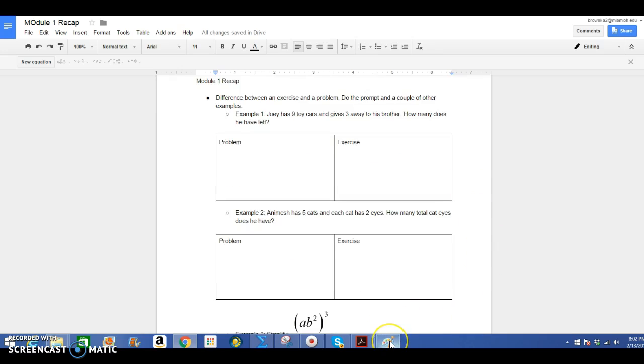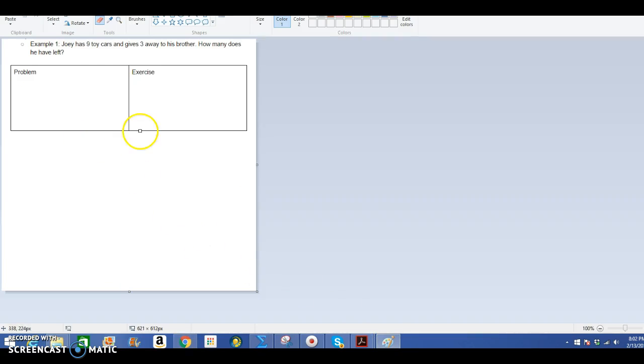So I'm going to jump over to another screen so I can do some writing. And basically I'm not going to call it a problem. I'm going to say this is a math question. And I'm going to approach it in two different ways. I'm going to approach it as a problem and as an exercise.